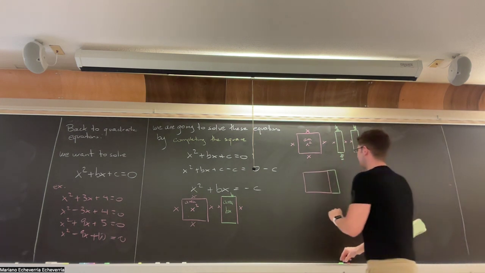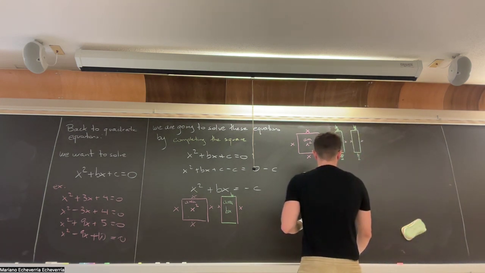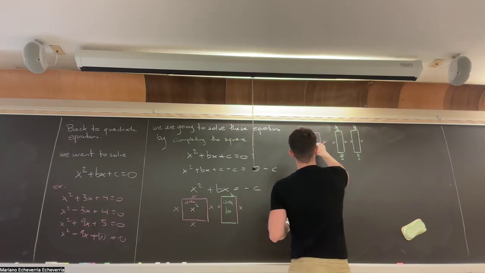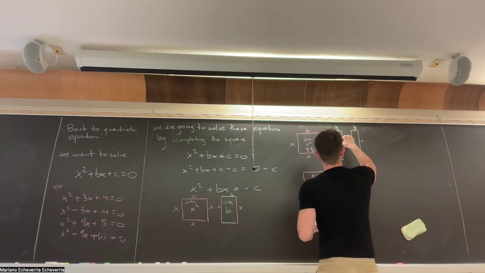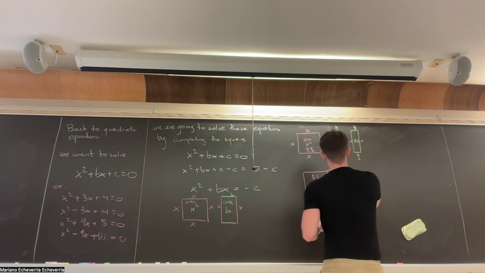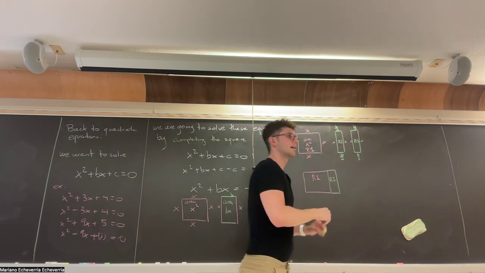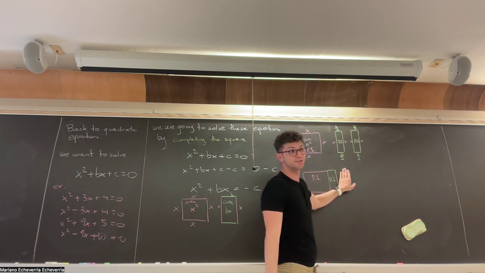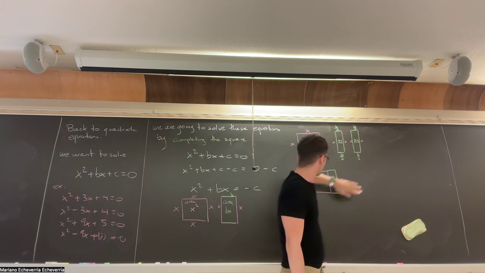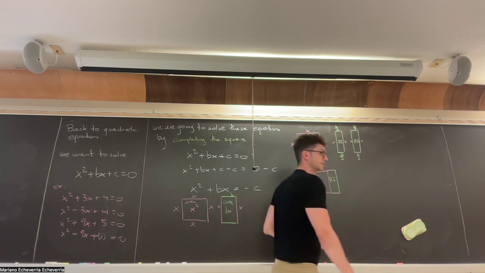Let's call this rectangle one. I have rectangle one here, rectangle two here, and rectangle three here. For rectangle three, I could align it here, but that's not super useful. So I'll rotate it so that I can bring it to this side of the square.